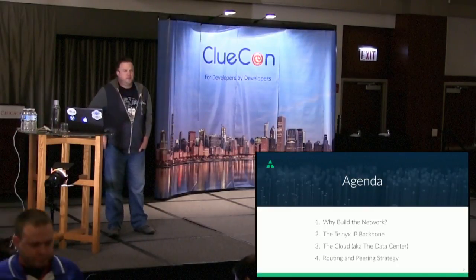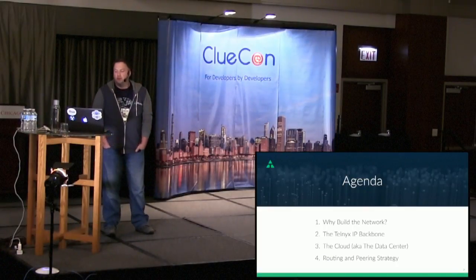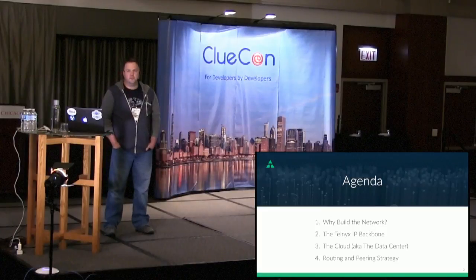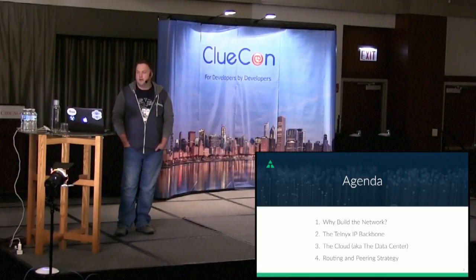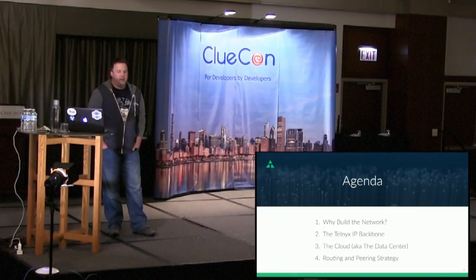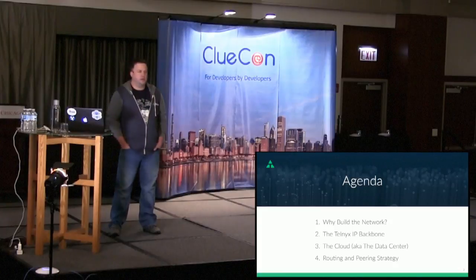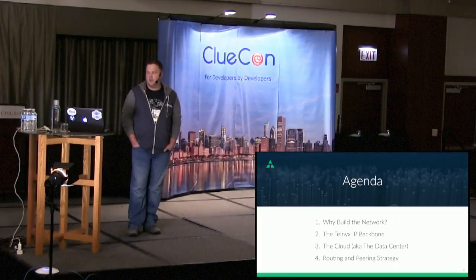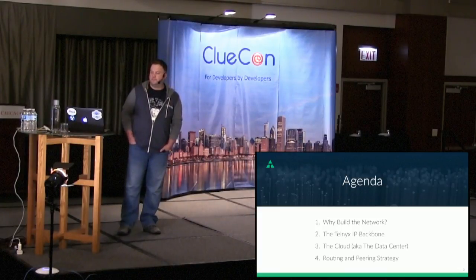All right, so to get started, let's talk about the agenda for today, what we're going to talk about. Why build a network to begin with? So we'll go through some of the challenges that we've discovered and some of the things that we're trying to solve. We're going to go into some of the details about the IP backbone itself. We'll talk about how it works, the mechanisms that we're using to present our network to the internet in a way that's performant and has quality of service built in.